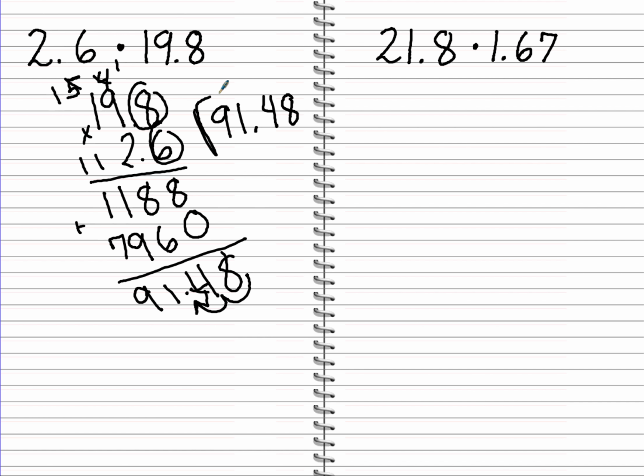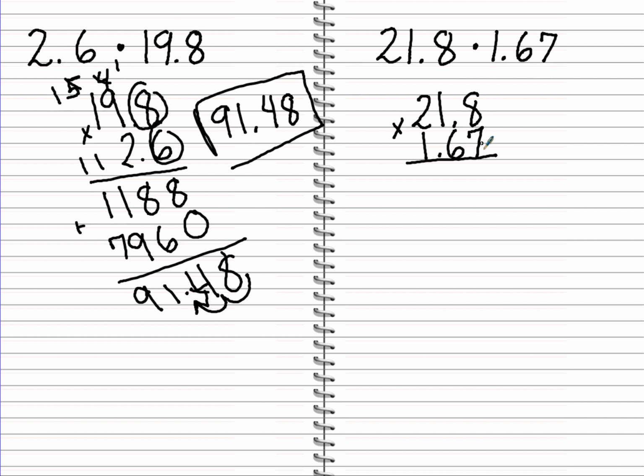All right, now we have this next one, and I have a lot of students who have trouble with this because it's a 3-digit times a 3-digit. So you're going to multiply like normal. 21.8 times 1.67. This is a great example because you see how my decimals aren't lined up? They don't have to be. I want to line up my digits. So now I'm just going to multiply like normal.